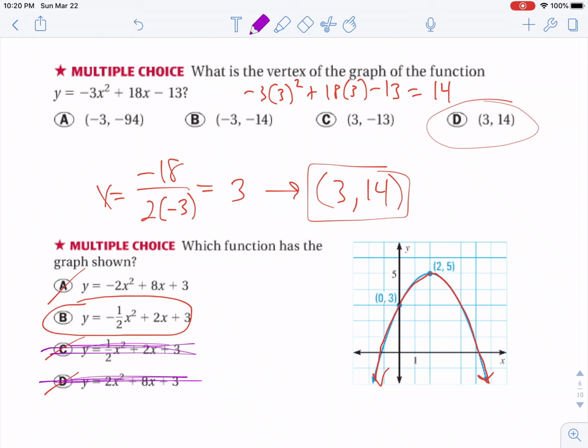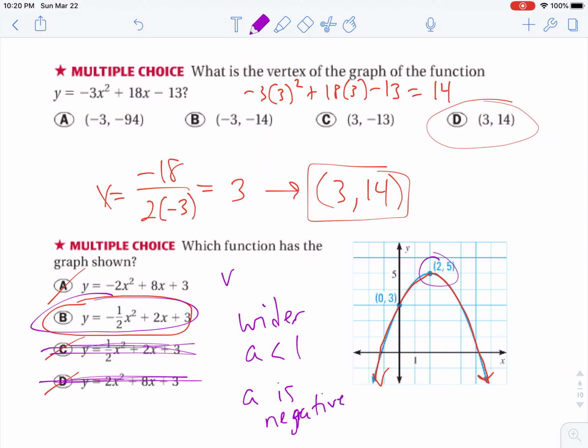And then the next thing you should think about is, how is this parabola wider or narrower, would you say? That parabola looks wider to me. Wider means that the A value is going to be a fraction. It's going to be less than 1. And also A is negative. So those two characteristics right there should let you know that the answer is B. The other thing you do is just find the vertex. The vertex is 2, 5. So you could figure that out, and then you'll know the answer is B.